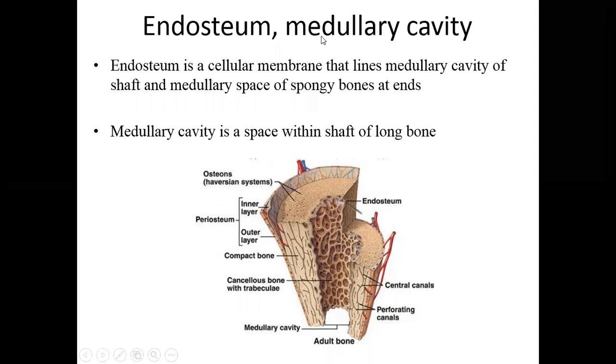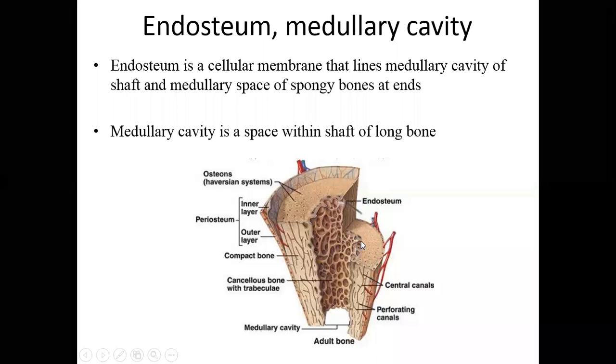Other terms are endosteum and medullary cavity. So when I say periosteum, periosteum is seen outside, endosteum is seen inside. So this area, which is nearer to the medullary cavity, you have endosteum. So this area is endosteum, and this is periosteum. And the medullary cavity is this one. This is a medullary cavity, which is the space within the shaft of a long bone. So this cavity is called the medullary cavity or the marrow cavity.